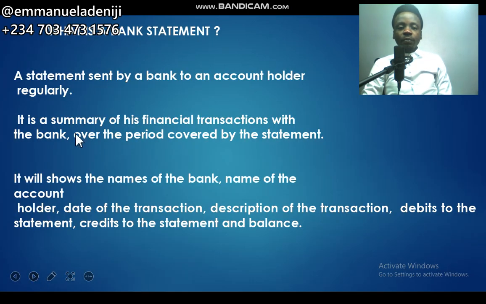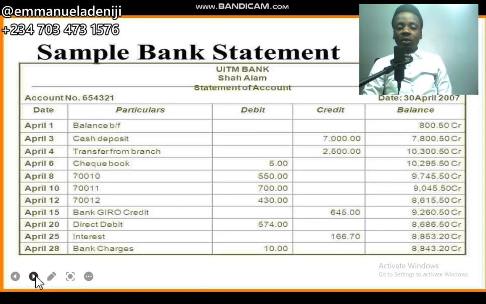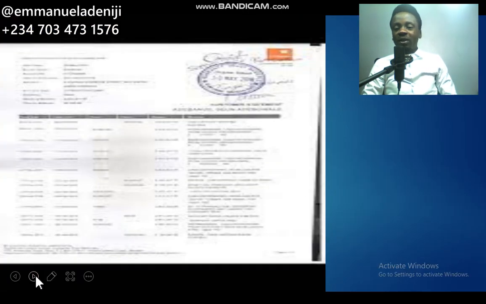Let's see the bank statement. A bank statement is a very important document. It's a statement which the bank sends regularly to its customer. It shows you the summary of the account or the transactions which are taking place between the customer and the bank over a given period of time. So you could request a statement to show you what has happened between you and the bank in the last 1 week, in the last 1 month, in the last 2 days.